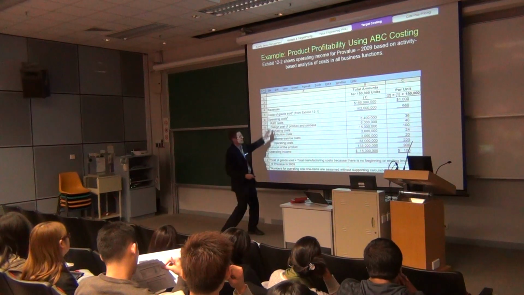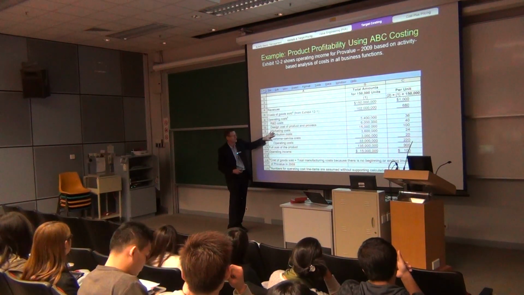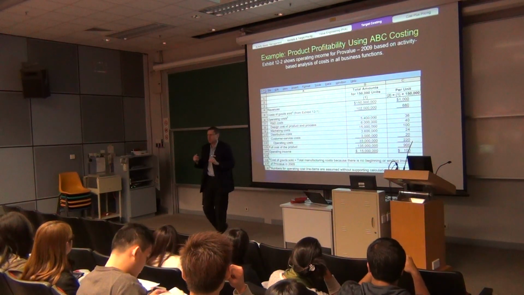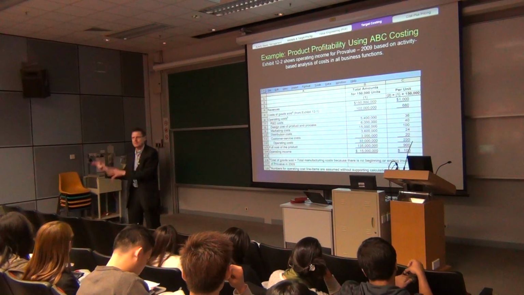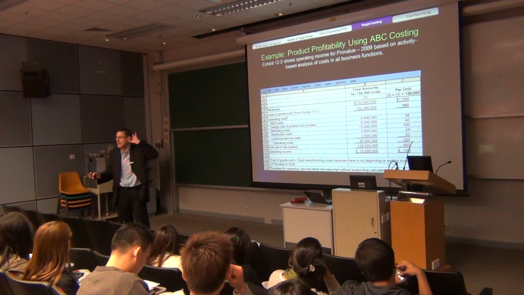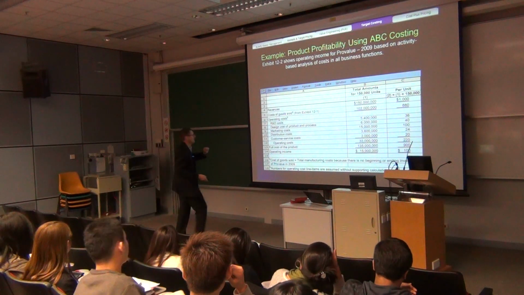So here are our total costs. Everything is in there: marketing, R&D, design, distribution. This is not your typical cost, volume, profit analysis, where here are the fixed, here are the variable, and how much volume do we need to cover the fixed. This is not that. Everything is in there. All the costs are there.